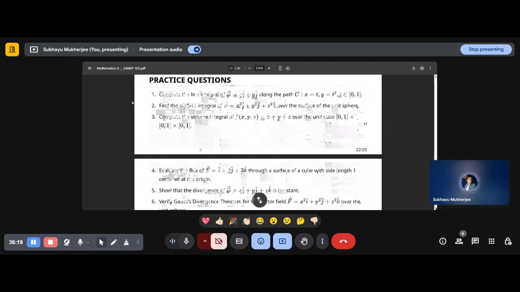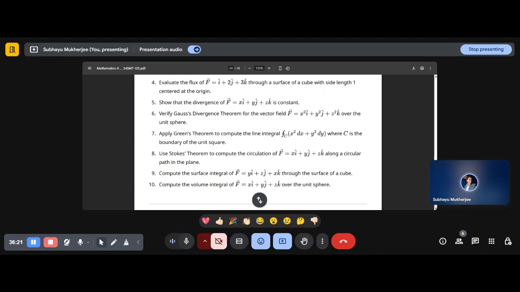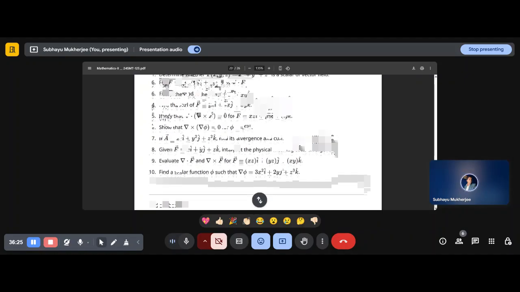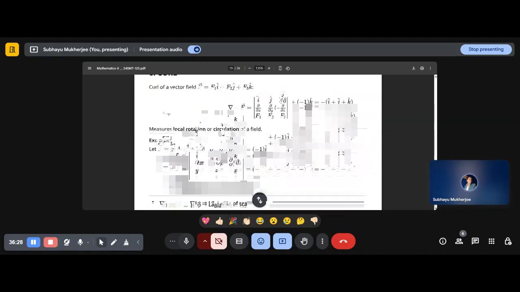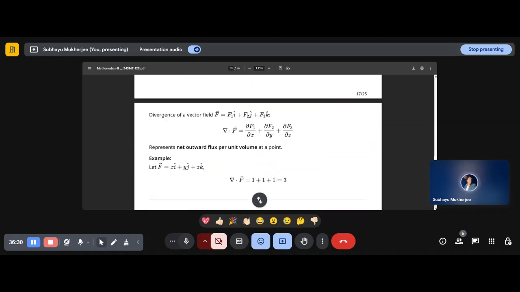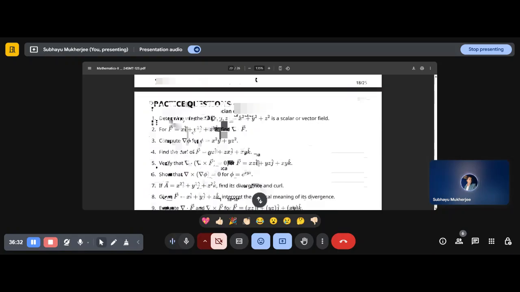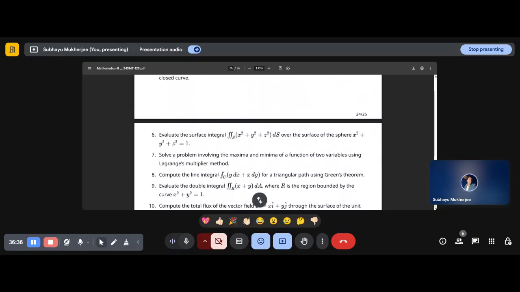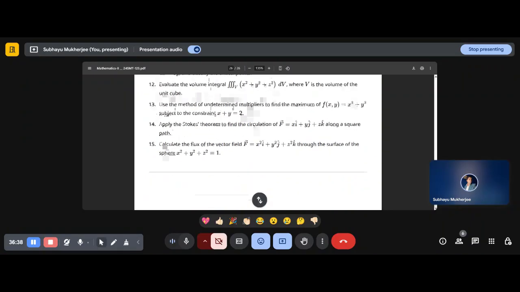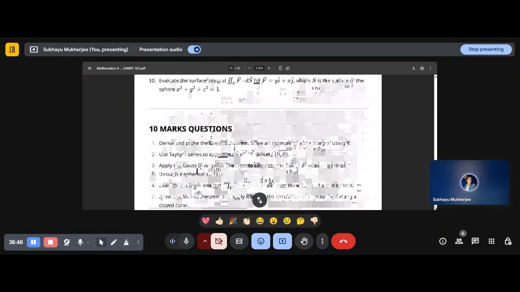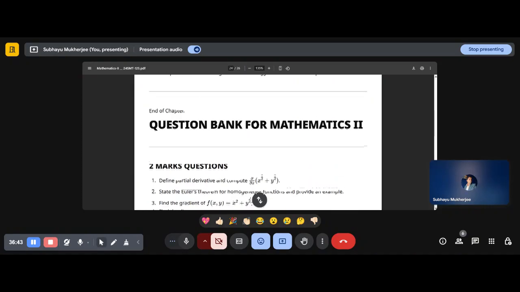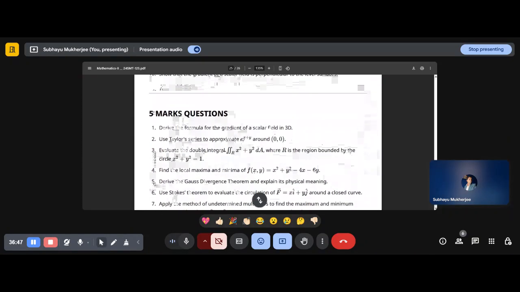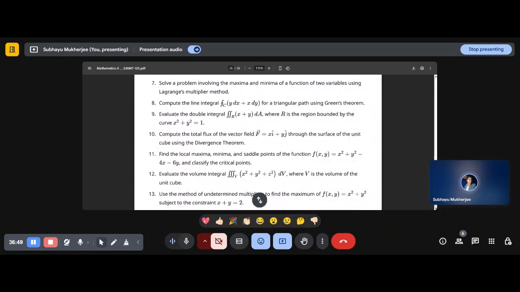Then we have the practice questions. You can just try them out, because this entire unit is based on the idea of integration, differentiation, and divergence and curl. So if you do these practice questions, we are done with chapter 6 as well. Here I've given 15 questions for the final, that is, the question bank for mathematics 2, so it would be easy for you guys to prepare for your finals.